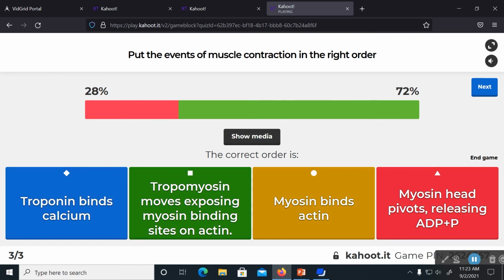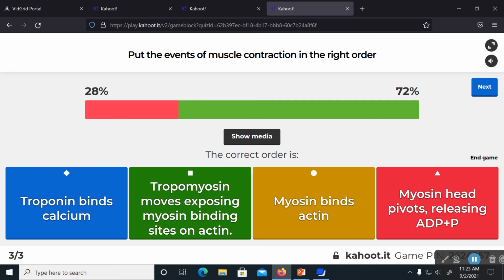All right, okay, so most of you got that one. So troponin binds to calcium, right? Where'd the calcium come from? From the SR, good. All right, troponin causes tropomyosin to move. That exposes the myosin binding sites on actin. The reason actin is called actin is because it has the active sites. Okay, that's why it's called actin.